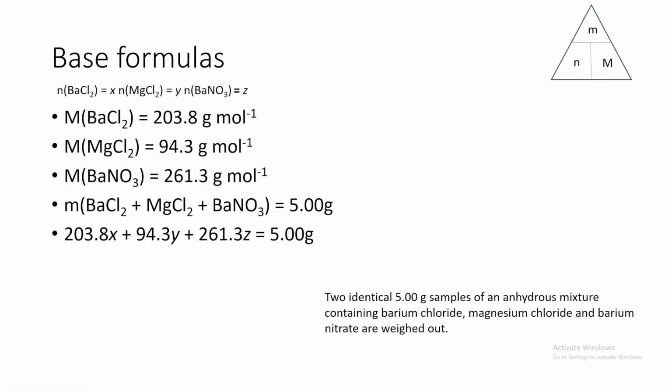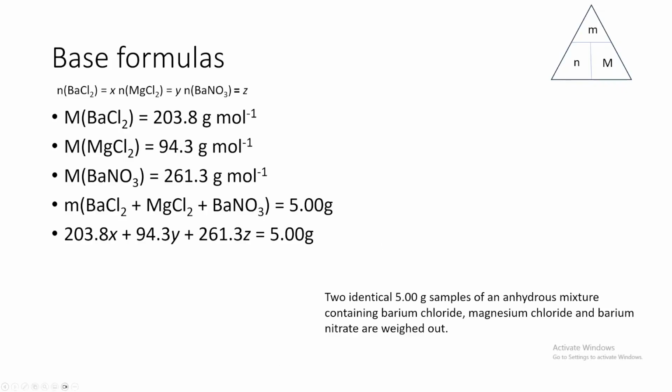Firstly, let's use another triangle formula. Mass equals moles multiplied by molar mass. The molar mass of these three substances are already known, as they're just referred to the atomic structure of the compound. Now the mass of all three substances is 5 grams, as stated in the question.